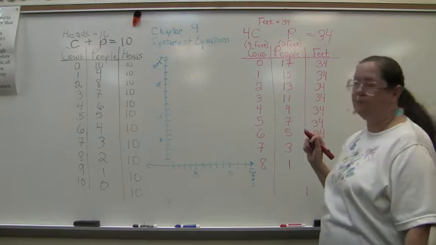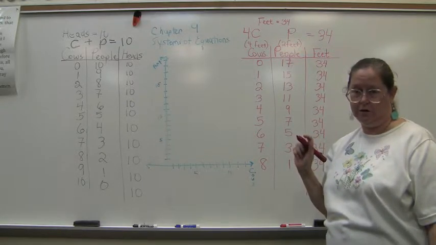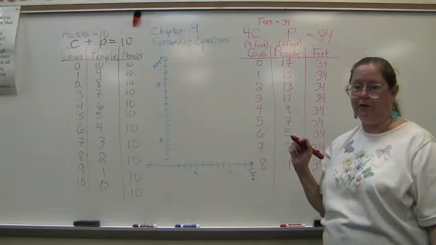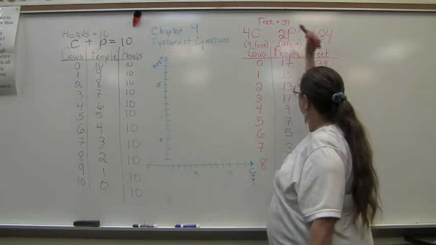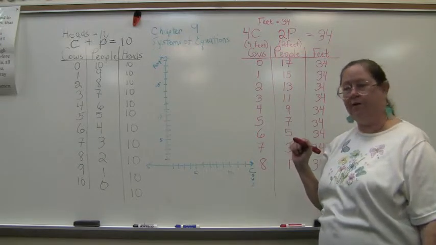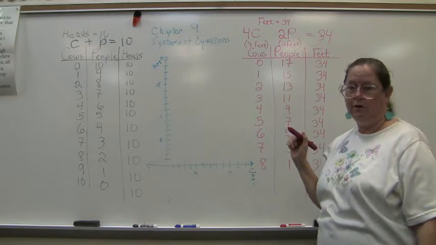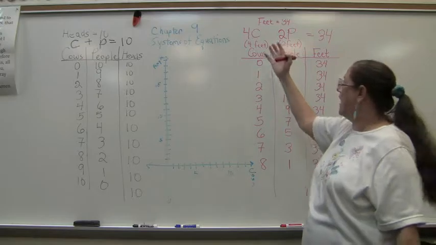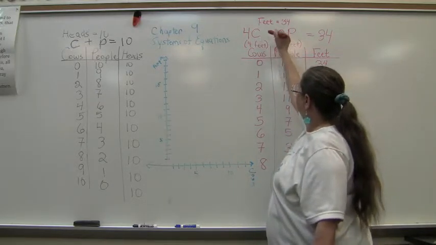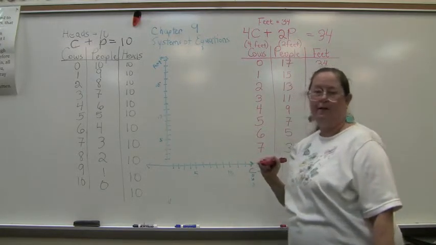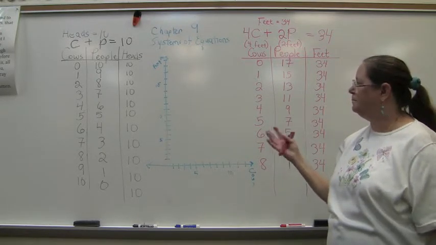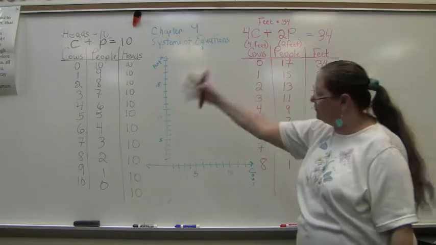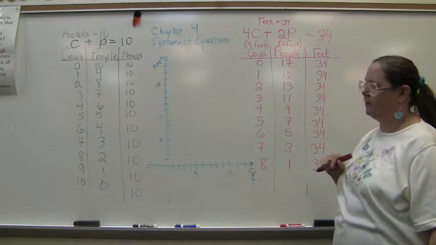Okay? Now then, people feet. People only have 2 feet. So our number of people feet is going to be 2 times the number of people that we have. If we have 10 people, we get 20 feet. Now, when I add the number of cow feet to the number of people feet, I get 34. And those are just numbers that I picked. Okay? Now, lots of answers over here, lots of answers over here.